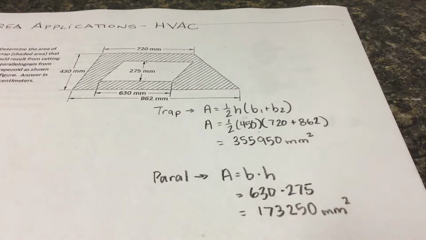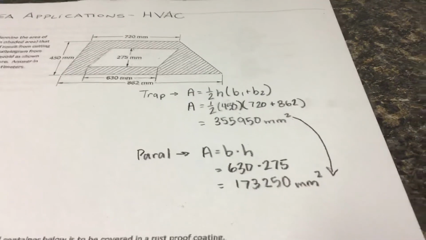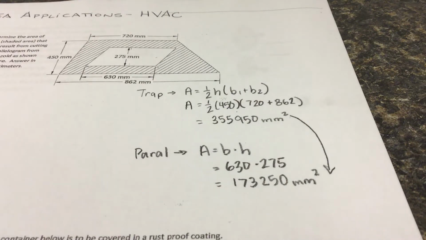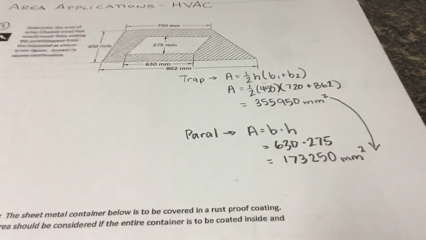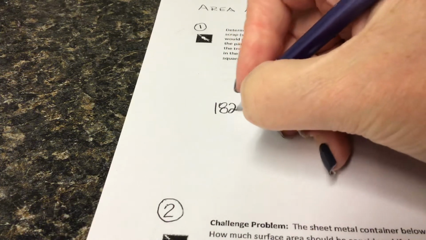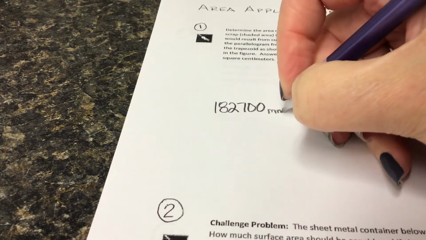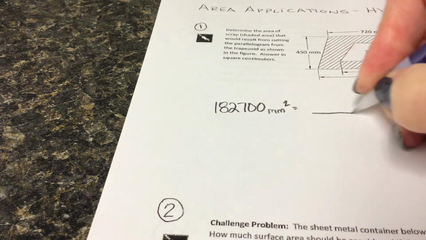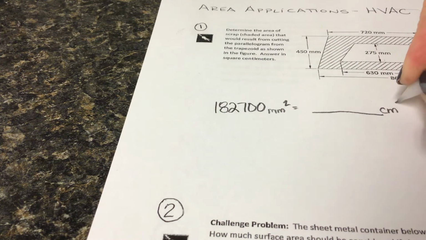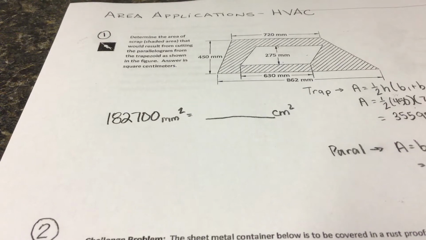millimeters squared. Because that parallelogram is being cut out of the trapezoid, we would subtract those two areas. And when we subtract them, we get an area of 182,700 millimeters squared. But our question asks for centimeters squared. So we need to do a conversion.